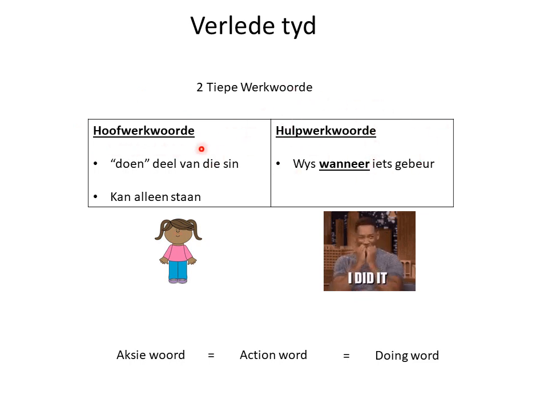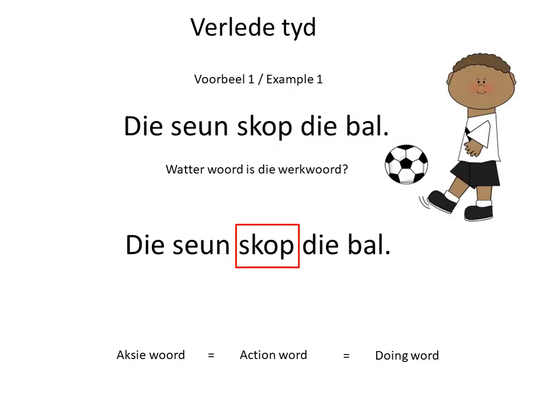A with-werkwoord is die doen deel van 'n sin. So it is the action part, the doing part of a sentence. The other concept of a with-werkwoord is that it can stand on its own. For instance, I can say luister, which means listen, and that would be a sentence, just that one word. It can stand on its own. I'll come back to hulpwerkwoorde a little bit later. But for now, let's carry on with werkwoorde.